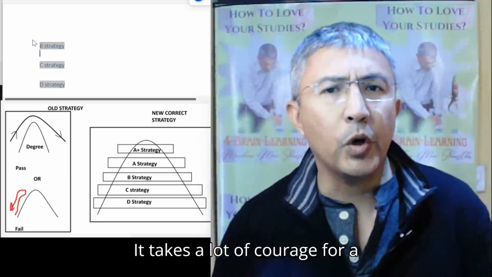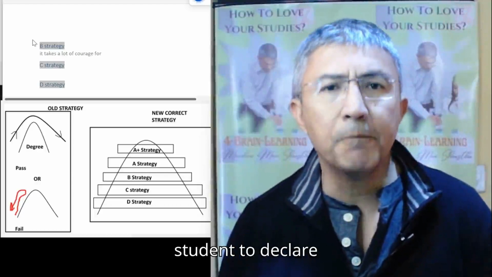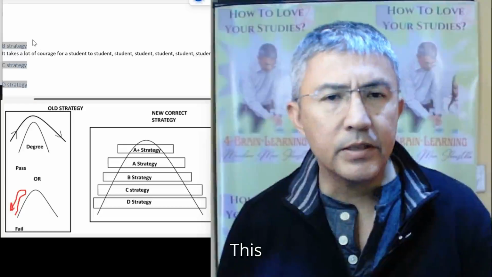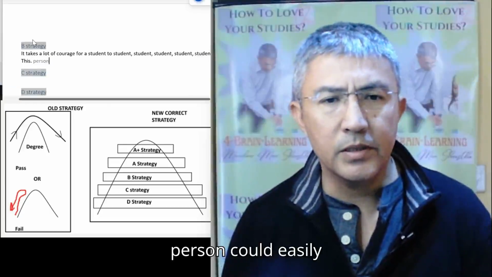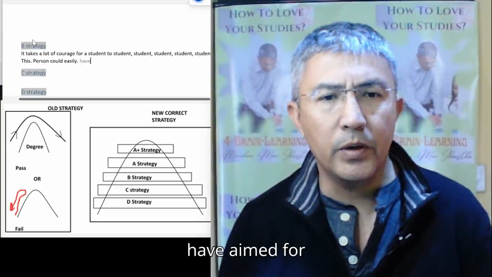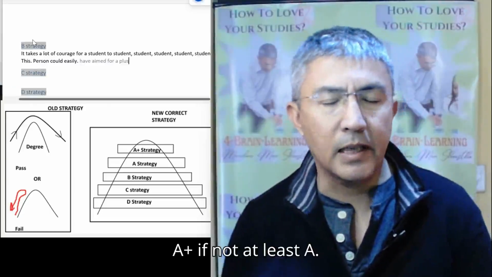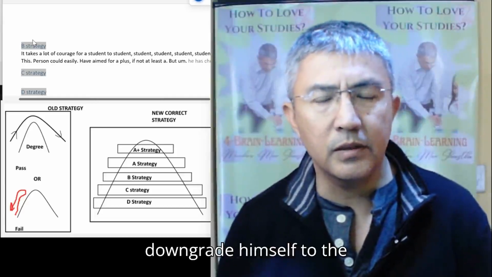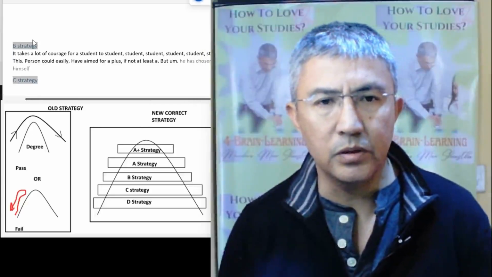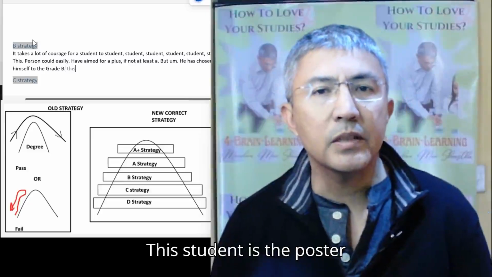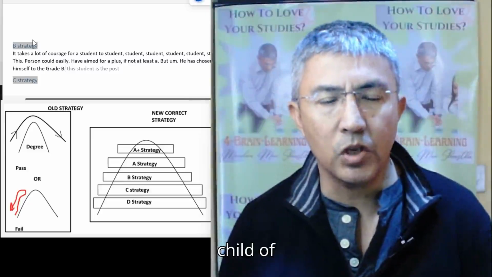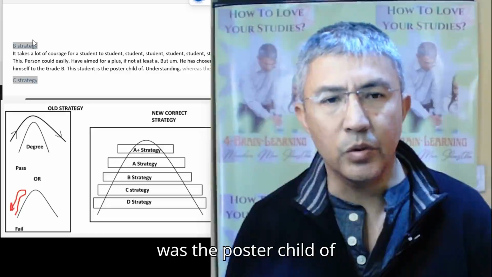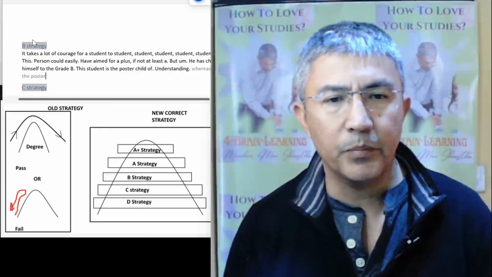It takes a lot of courage for a student to declare himself a B grade student. This person could easily have aimed for A plus, if not at least A, but he has chosen to downgrade himself to the grade B. This student is the poster child of understanding, whereas the A plus student was the poster child of high marks.